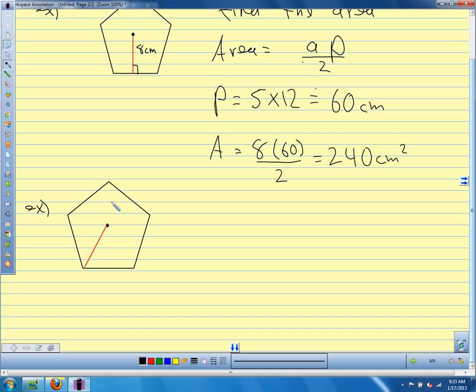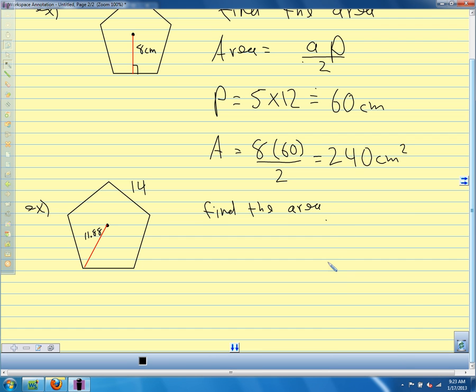All right, so for this one we know that this is 11.88 units, and this is 14 units. And again, we want to find the area. Now this problem is where a lot of people will make a mistake because they'll think, oh, this is the apothem. Remember, the apothem has to go from the center to the middle of the side. So we have the radius.